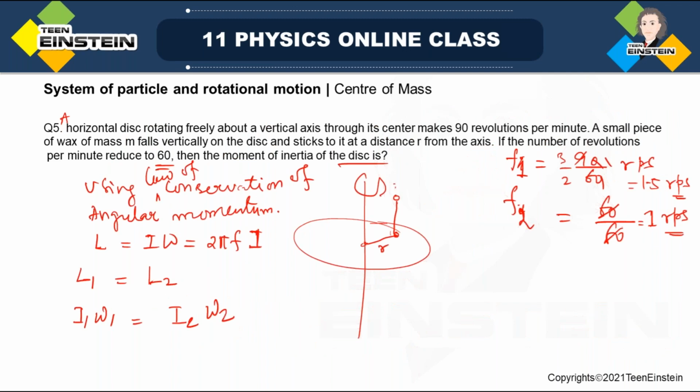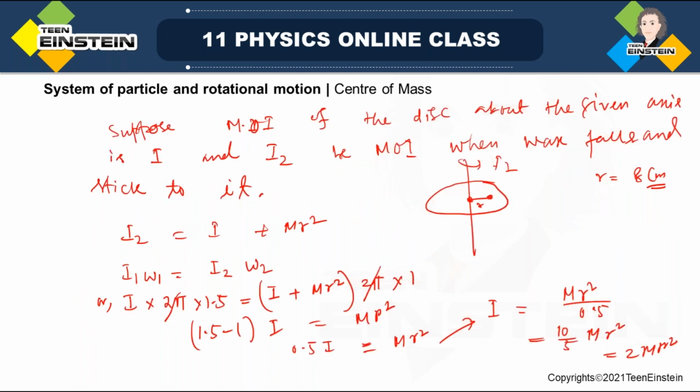In this problem, a piece of wax of mass m and the distance r are not given, so I'm not going to calculate the value, but you have to solve the problem in this way. I'll just recap what we have done.